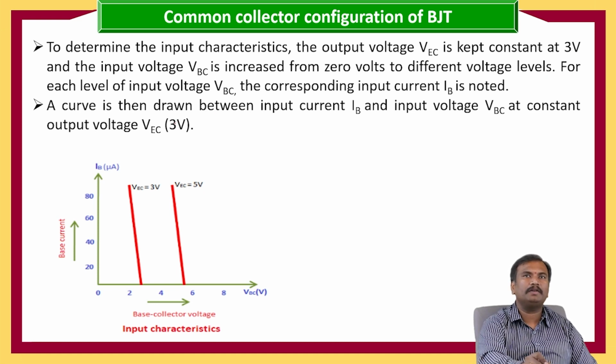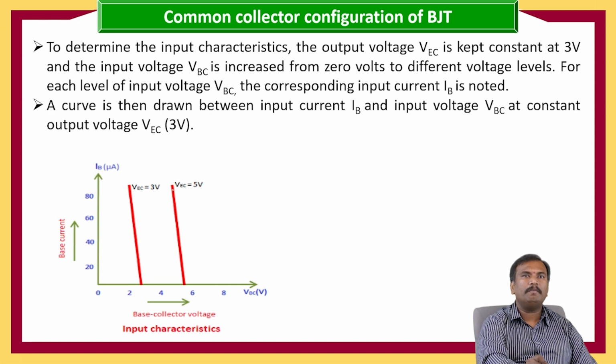For each level of input voltage VBC, the corresponding IB is noted. And then the curve is drawn between the input current and the input voltage at constant output voltage VEC. And this is the characteristics which we are going to get with VEC at 3 volts. And now we can also go by increasing the VEC to 5 volts.